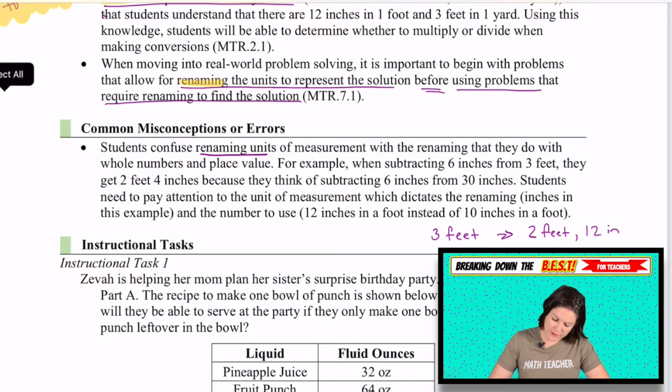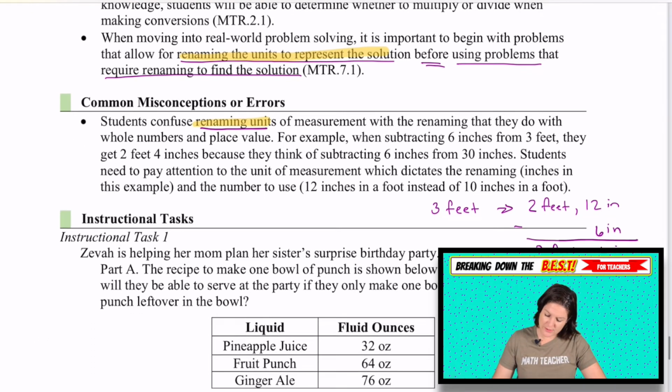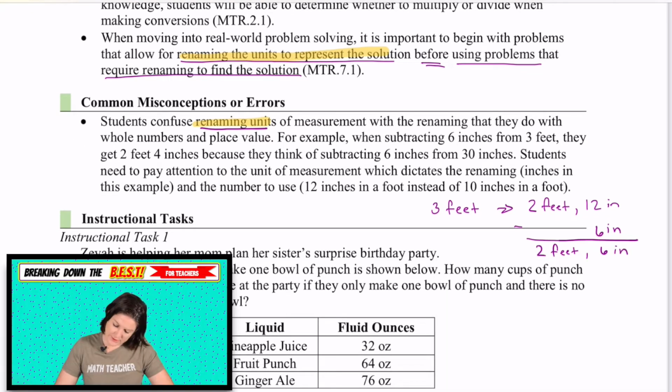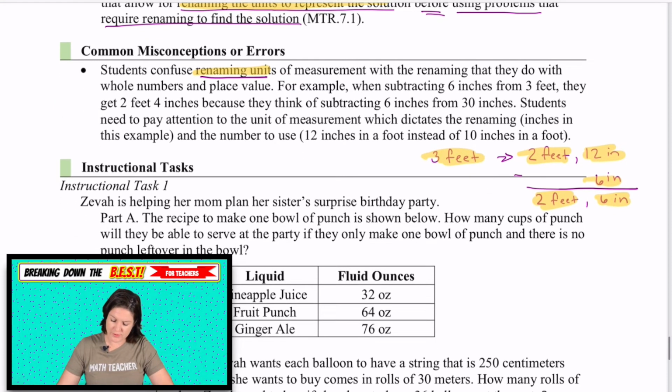Here they're talking about renaming the units. It says that students can confuse renaming units. For instance, they need to subtract 6 inches from 3 feet. We could actually rename that as 2 feet and 12 inches, which is 2 feet plus a foot, which is 3 feet, right? We're just renaming that into 2 feet, 12 inches, then subtract the 6 inches to get 6 inches, and then you have 2 feet, 6 inches there.